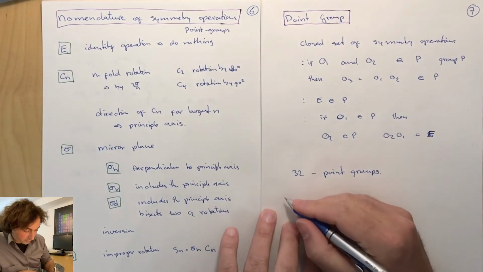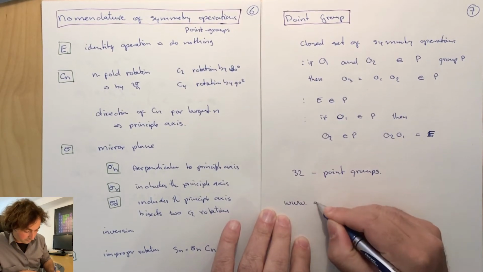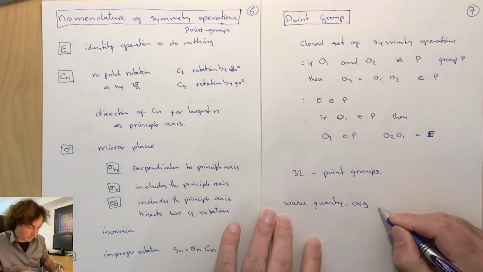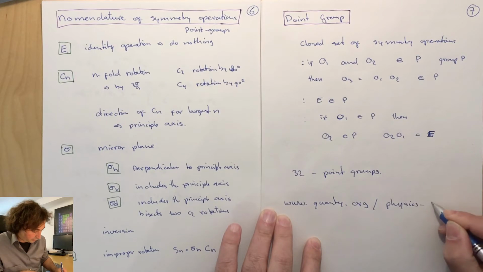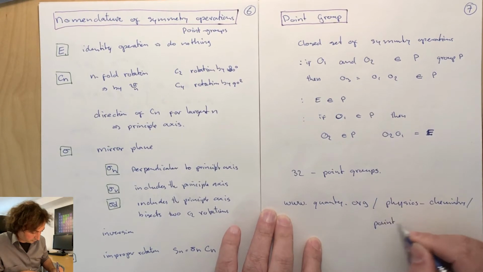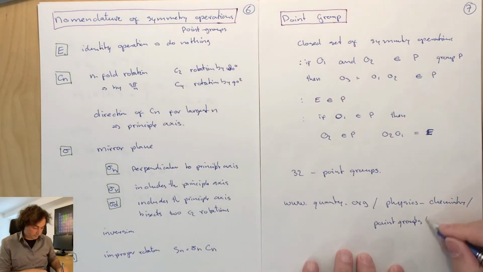And these 32 point groups are listed and labeled. And one place where you can find them, for example, is quanti.org, and then physics_chemistry, and then point groups. If you go here and just click on the menu items, you will get there as well.